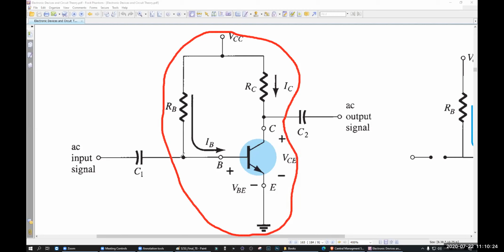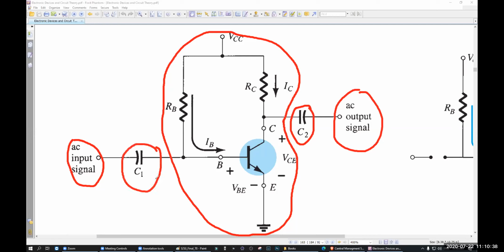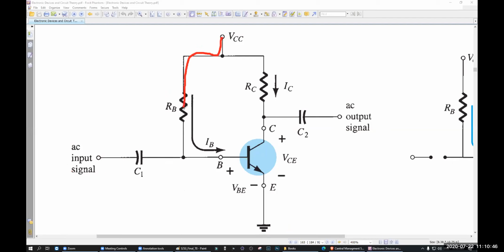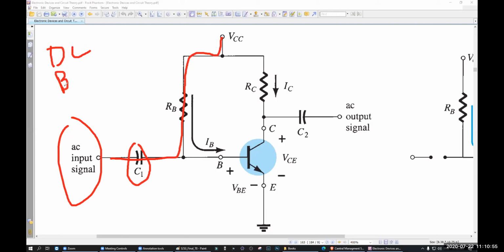Here you have a capacitor, then your AC input signal. After that you have a capacitor, then the AC output signal. So why are the capacitors used? Capacitors are used so that the AC cannot mix with DC. DC cannot come and mix with the AC, because there is a capacitor. These capacitors are called DC blocking capacitors.